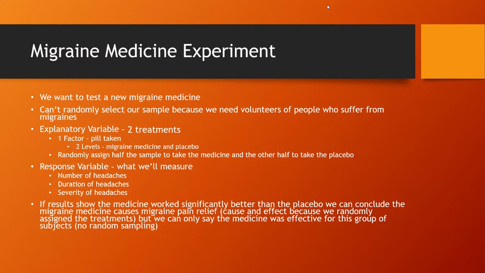Now, we can only say that the medicine was effective for this group of subjects. We can't say it's effective for all migraine sufferers because we did not randomly sample our individuals at the beginning. Okay, so there's a little bit of tweaks we have to do here. Okay, let's talk a little bit about ways to make this experiment better.